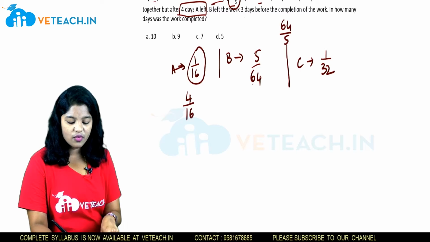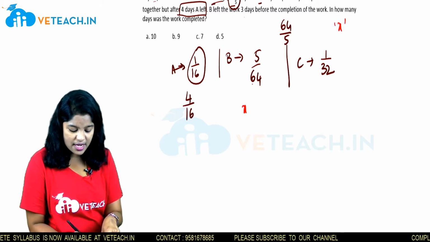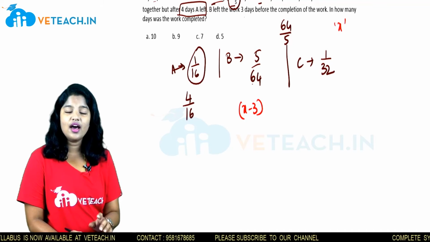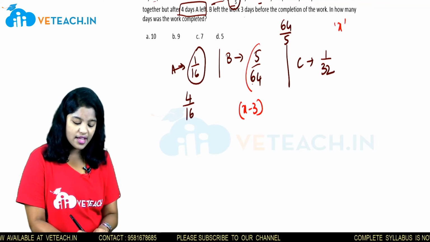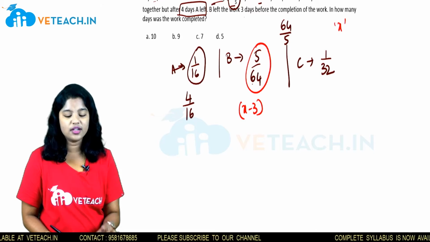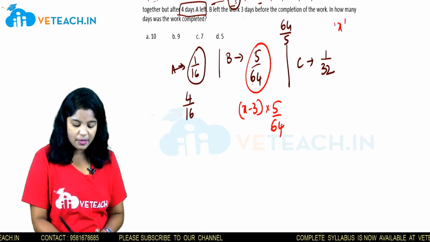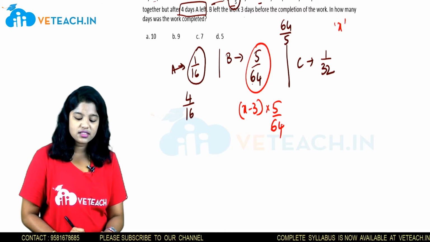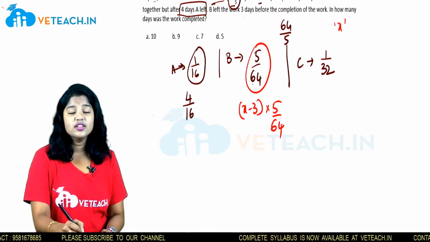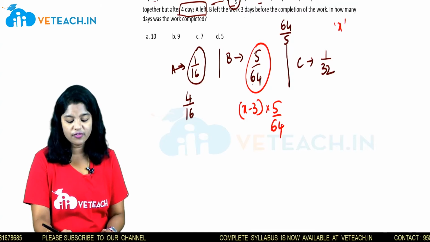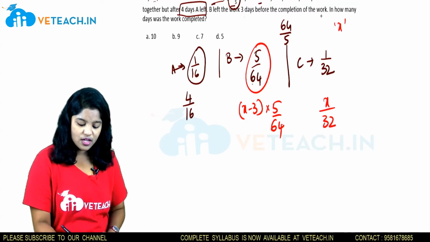B has left the work 3 days before the completion of the work. So let us consider the work is completed in X days. 3 days before the completion of the work means X minus 3 days is what he has worked. So per day he can do 5 by 64th part of the work. In X minus 3 days, that means X minus 3 into 5 by 64. And C has worked for all the X days. So per day 1 by 32 part of the work, and for X days he has done X by 32 of the work.